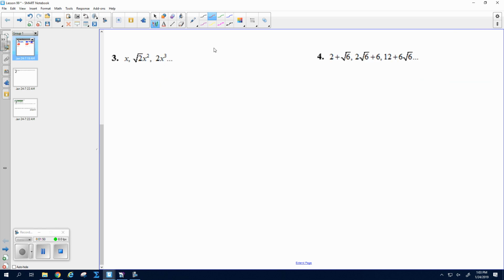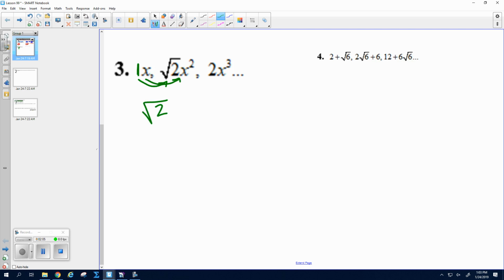All right, this next one, we've got x, and we're multiplying by something. So how do I get from 1 to the square root of 2? What would I be multiplying by? Yeah, I can multiply by the square root of 2. How do I get from x to x squared? Yeah, I multiply by x. So if I multiply by the square root of 2 times x, for example, the square root of 2 times the square root of 2 is 2, and x squared times x is x cubed. So this would be our common ratio.